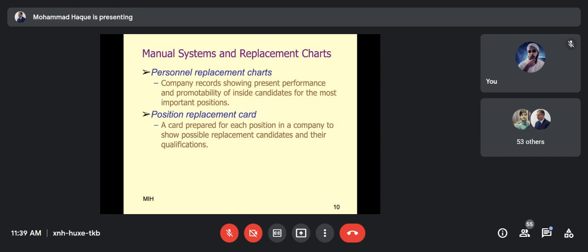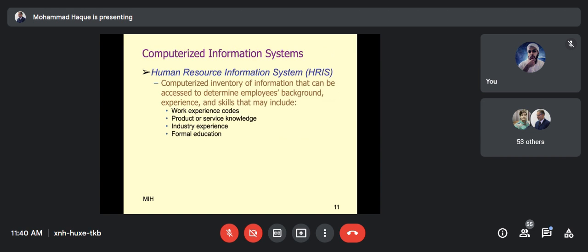Then there are manual systems and replacement charts. Personnel replacement charts are company records showing present performance and promotability of inside candidates for the most important positions. And we have position replacement cards, a card that is prepared for each position in a company to show possible replacement candidates and their qualifications. So this is as far as the manual is concerned. A similar thing is being maintained in terms of files on the computers.